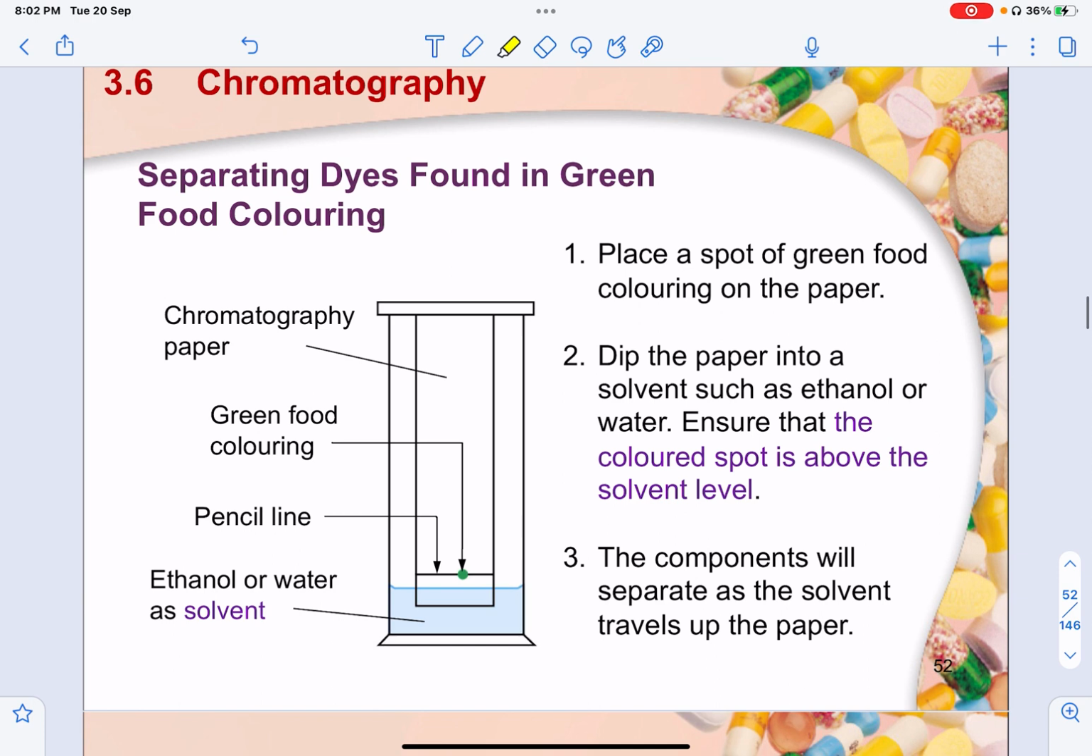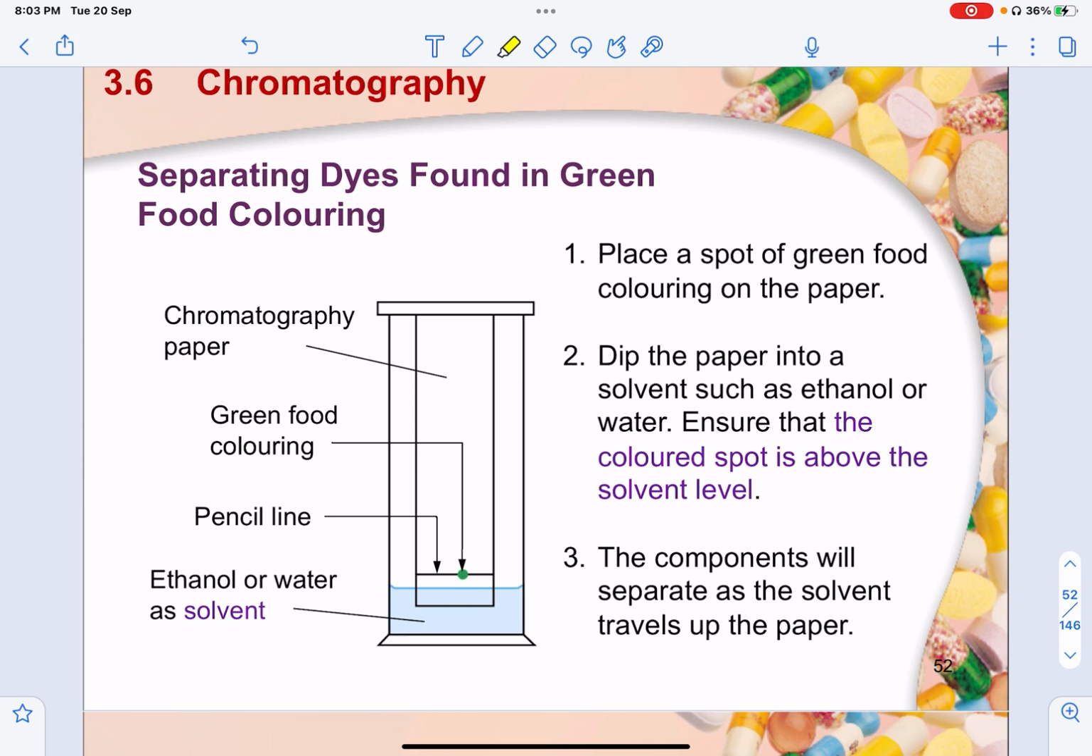So how do we go about setting up? So let's say we have this food coloring and it's green in color. So you will take maybe a needle or a satay stick. You want to poke it at the start, on the starting line, which is made of pencil. So what we do is we will then dip the paper into a solvent.